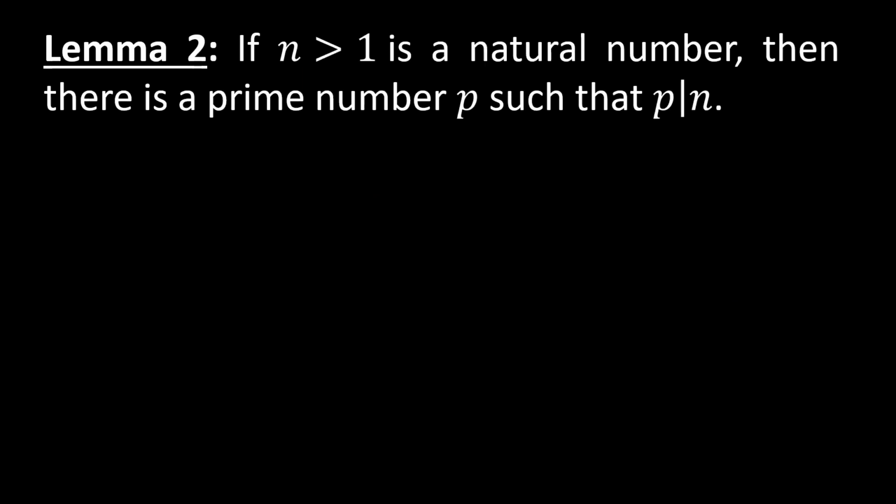Now the second lemma, and we're going to use these lemmas in the proof of the Euclid theorem, is the following. If we have a number n that is a natural number bigger than 1, then there is always a prime number p that divides that n. So always when you have any natural number, doesn't matter what the natural number is, there is always a prime number that divides that number. Now this might seem a little bit obvious, but in mathematics you always have to prove all your statements.